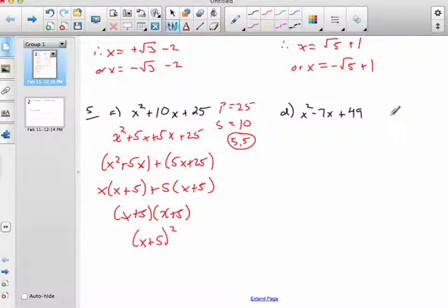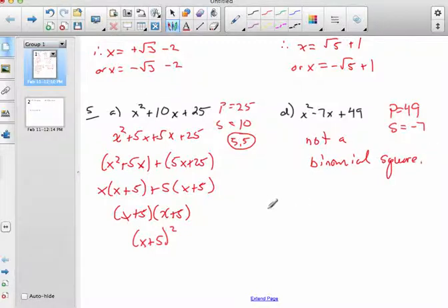This one, product is 49, and the sum is -7. This one actually won't factor because 49 is a prime number, or not a prime number, sorry, the only two numbers that'll multiply are either 1 and 49 or 7 and 7. Neither of those combinations are going to give me a -7. So this one is not a binomial square.